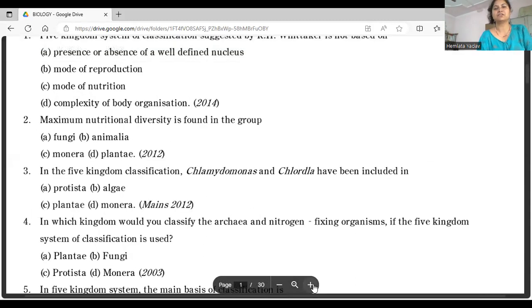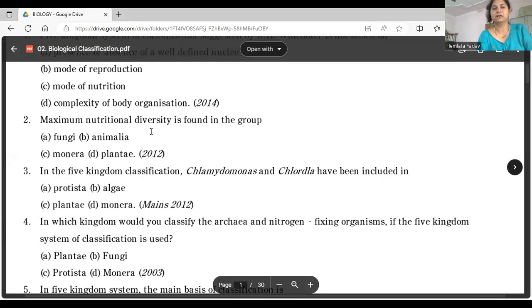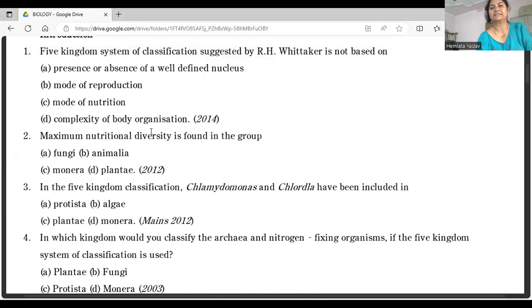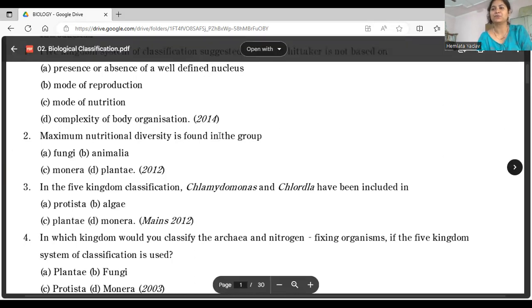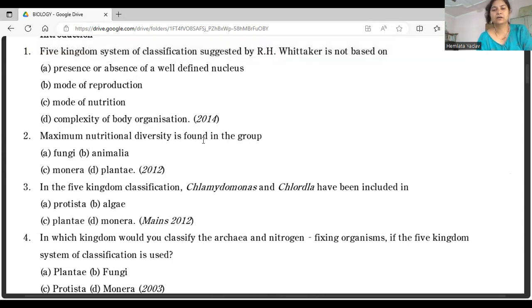The 5 kingdom classification is suggested by R.H. Whittaker. It is depending on which of the bases: presence and absence of defined cell nucleus, mode of reproduction, mode of nutrition, or complexity of body organization? It has come in 2014. The answer is that it depends on the presence of a well-defined nucleus. The most important feature of dividing 5 kingdoms is whether the organism is prokaryotic or eukaryotic.